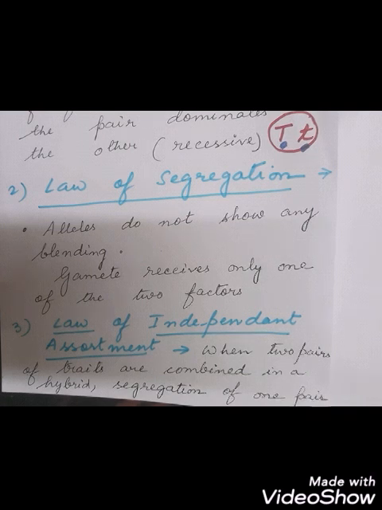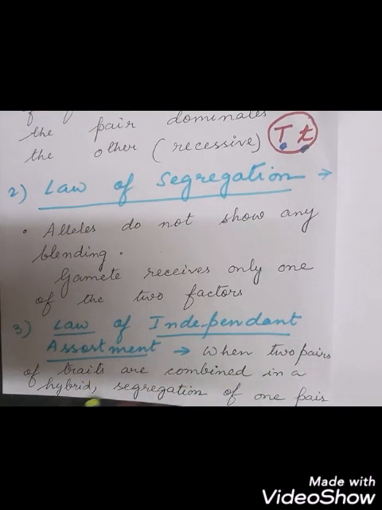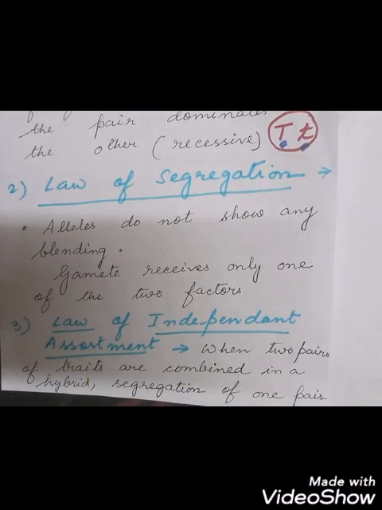Now for this law of independent assortment, we can see that when two pairs of traits are combined in a hybrid, two pairs of traits or characters, they are combined in a hybrid, then segregation of one pair of characters is independent of the other pair of characters. Whenever there is segregation or separation, this is independent of other pair of character.